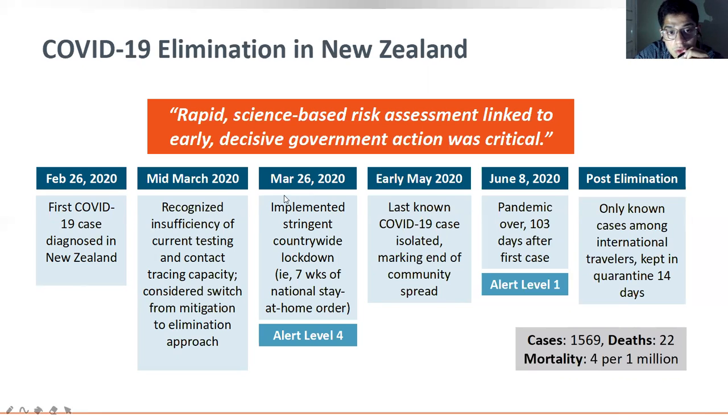After the mid of March, after the 26th March, they implemented a strict countrywide lockdown for 7 weeks, and they were on alert level 4. That means a very high alert level with the military and many things, and no one could move around. After all these implementations, the chance of people getting the coronavirus was very low. After the last known COVID-19 cases were isolated, community spread ended. After that, when the last COVID-19 cases isolated themselves, it was done by the whole community.